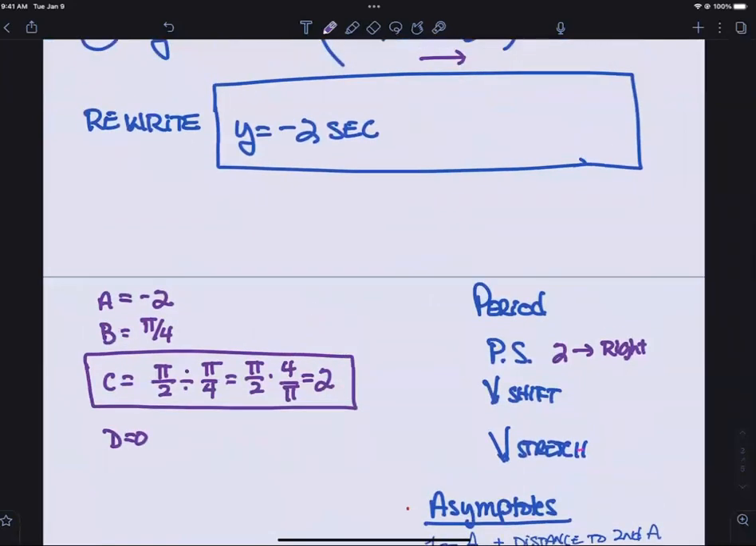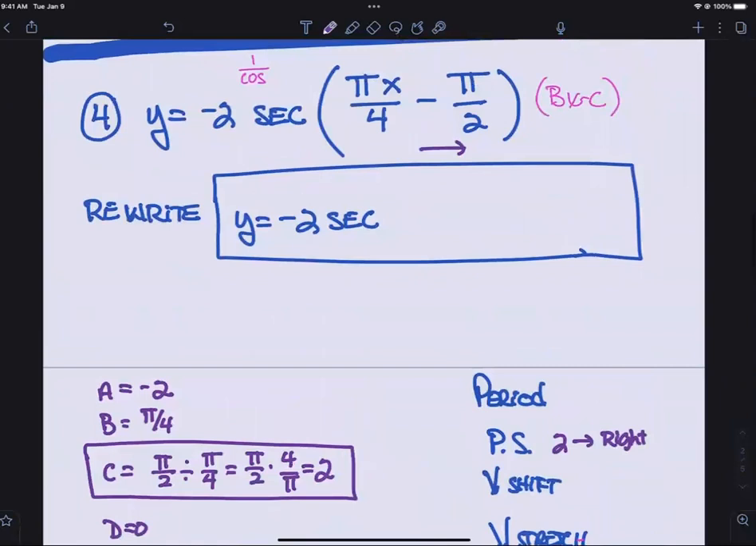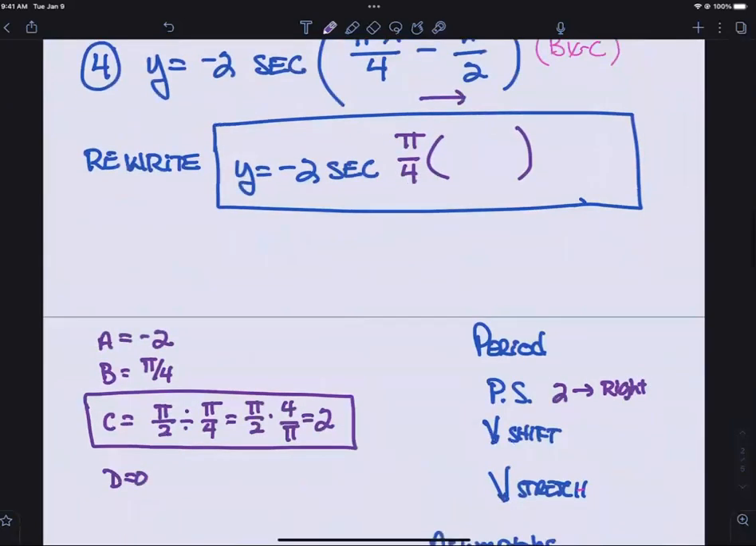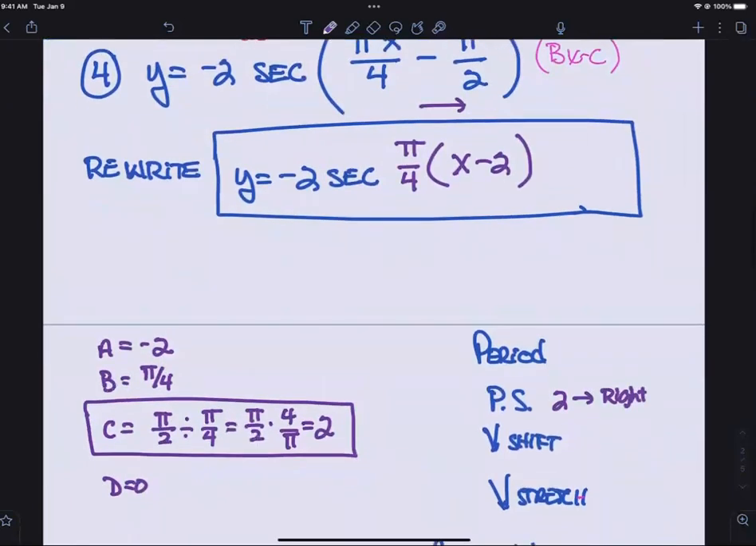And that means now I can rewrite this. So this is -2 secant, and I'm going to bring the pi over 4 out by itself. And then I'm going to write that phase shift as x minus 2. And that's a little bit easier to look at. That helps me quickly identify the phase shift.